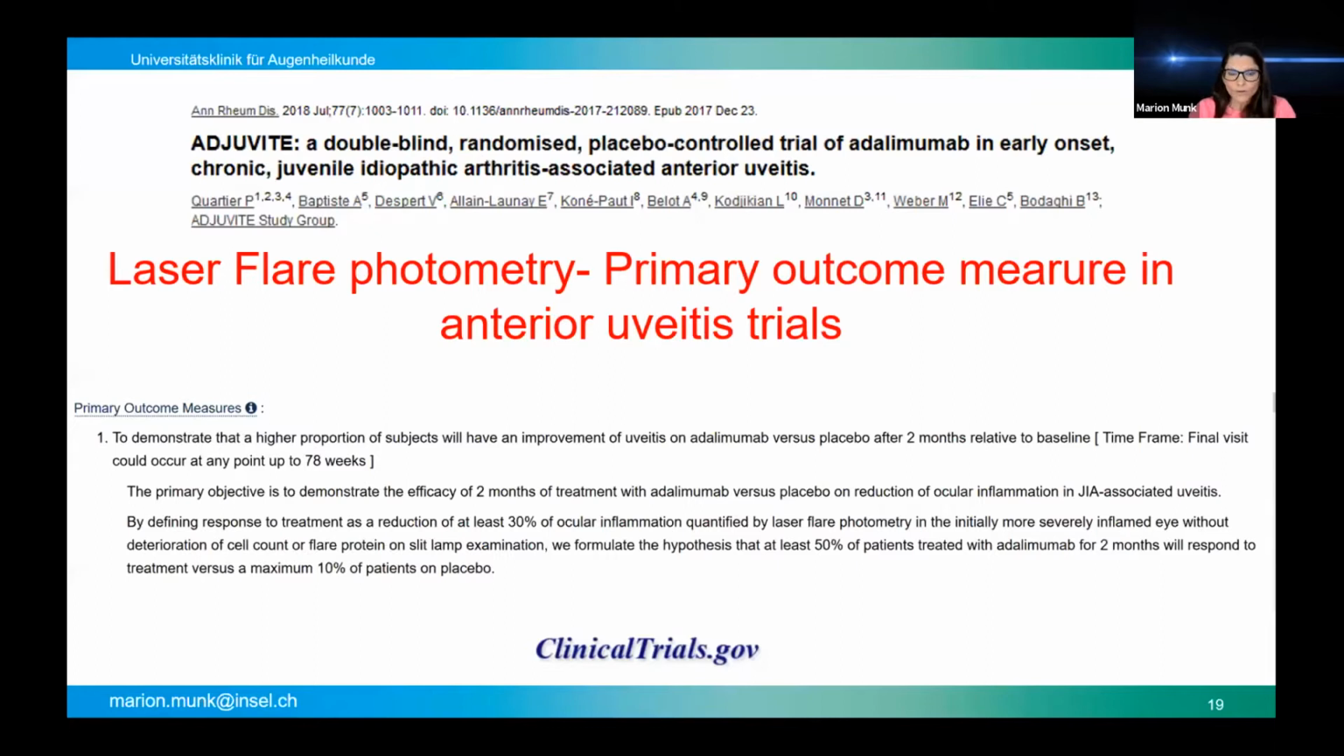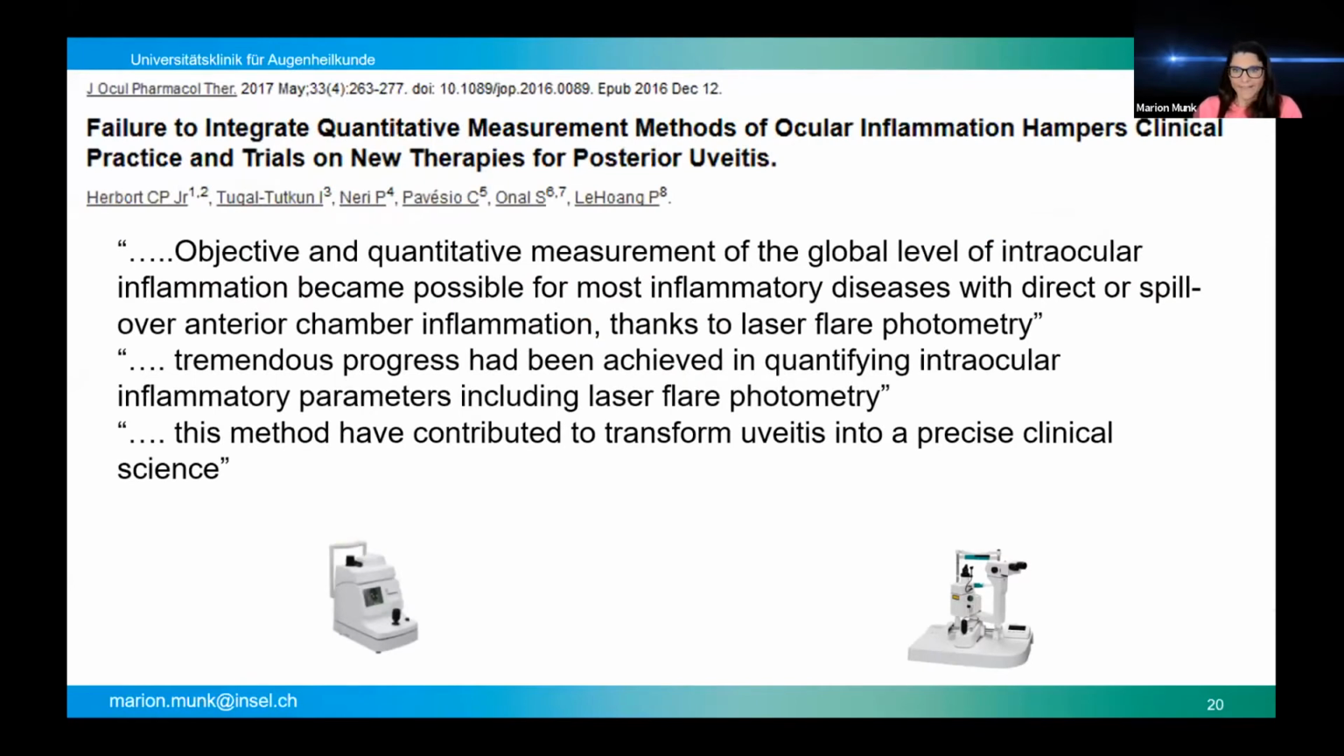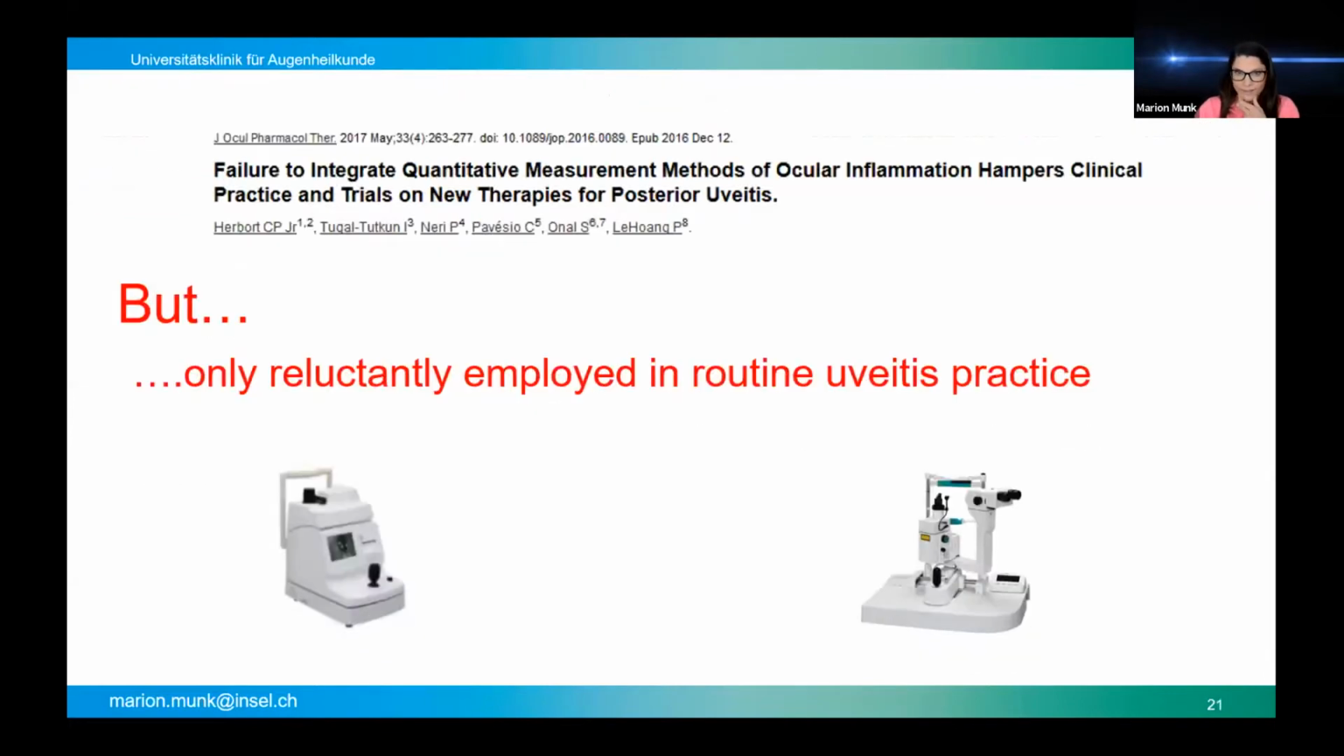And also in clinical trials, laser flare photometry is now slowly being used as a primary outcome measure in anterior uveitis trials, because you've already heard the advantage that it's quantitative and it allows a more precise assessment of the treatment response in patients. We know that it's an objective and quantitative measurement, and you can catch inflammation prior to seeing it on slit lamp exam. So it's really a precise measurement tool in daily clinic and in clinical trials.